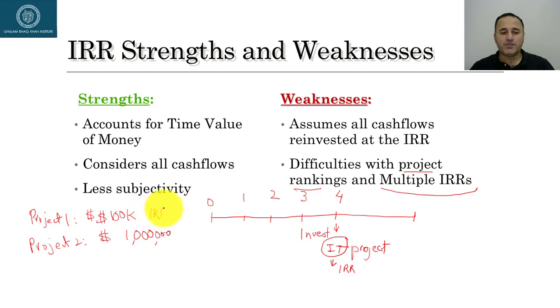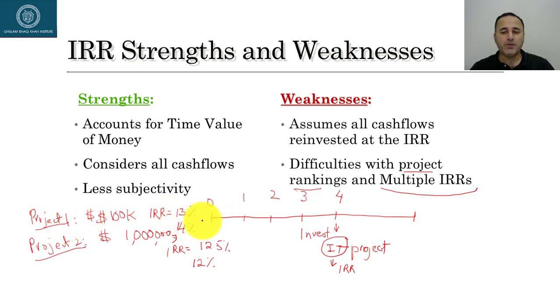Suppose the IRR for project 1 is 13%, and the IRR for project number 2 is, let's say, 12.5%. And of course every project has a different cutoff rate, so it's difficult to rank those projects. For example, here the cutoff is, let's say, 14%, and here the cutoff is only 12%. So based on the cutoff, we will accept project number 2, but we will reject project number 1.